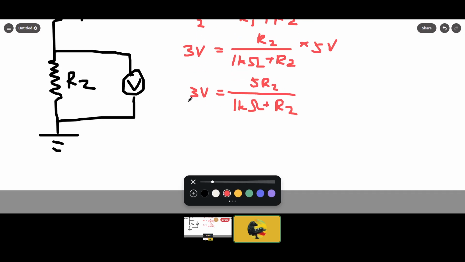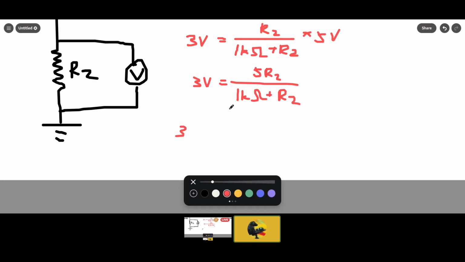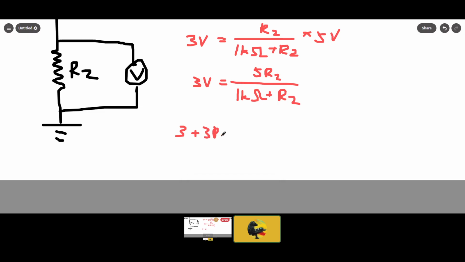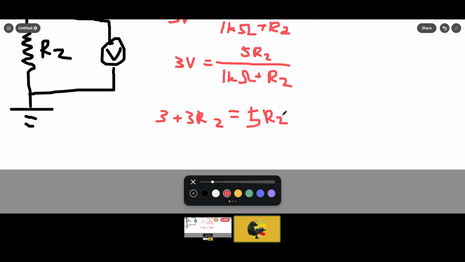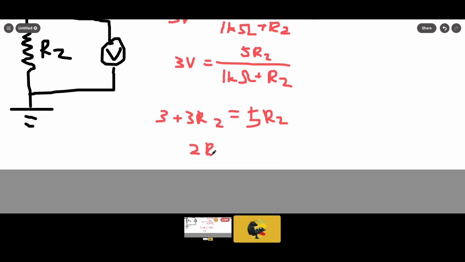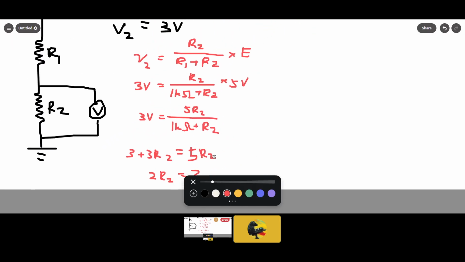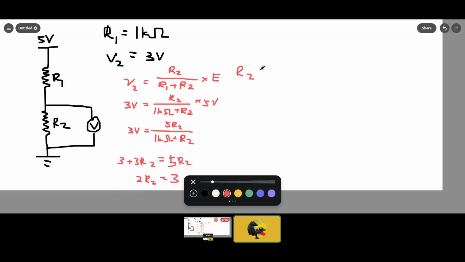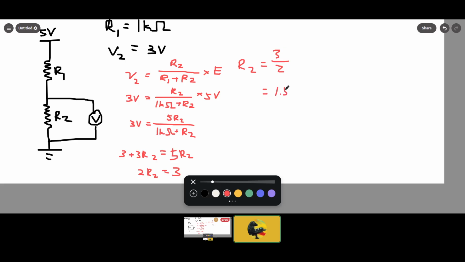Instead, what I'm going to do is multiply by 1 kilo ohm and R2 on both sides. So to remove this, and then we'll get 3 and then 3R2. At this point, I'm going to start removing the units already because they don't matter. Okay, and then now we're going to get 2R2, because minus 3R2 on both sides is equal to 3. So now we can finally find that R2 is actually 3 over 2, which is 1.5. And then don't forget that we were actually in kilo ohms, so this would be 1.5 kilo ohms.